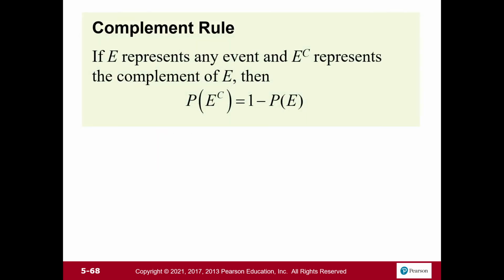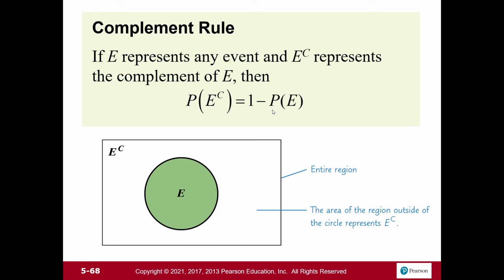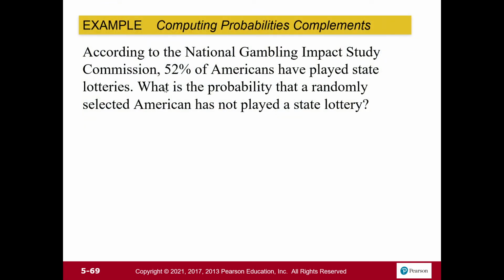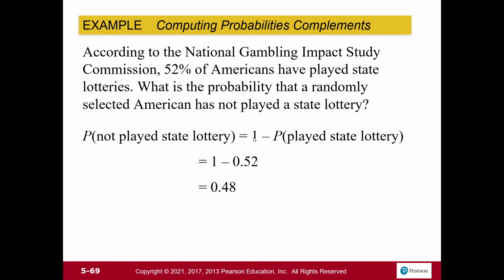What about the complement of an event? Sometimes we call it E to the c, or 1 minus P(E). That's the complement. So here is an example of the complement. According to the Gambling Commission, 52% of Americans have played the state lotteries. What is the probability that a randomly selected American has not played a state lottery? So it would be the opposite. They are complements of each other. So we'd simply subtract that probability from 1. The probabilities of an event and its complement must total 1.